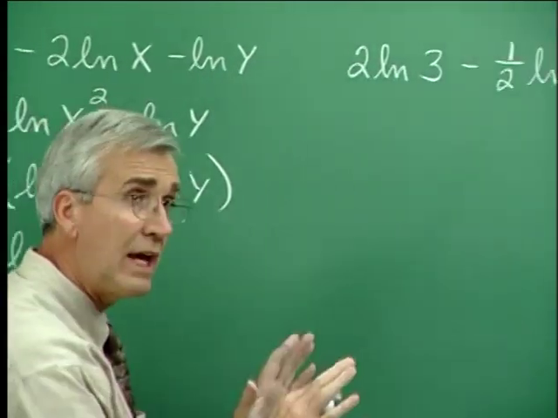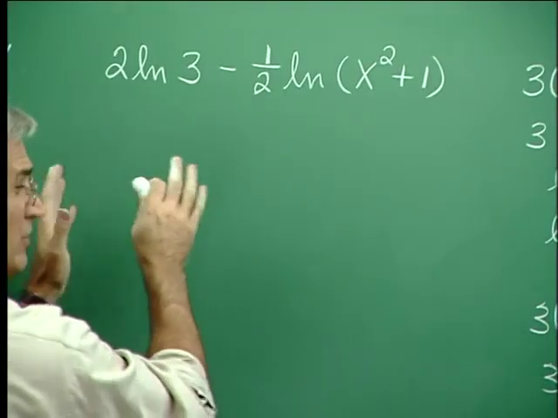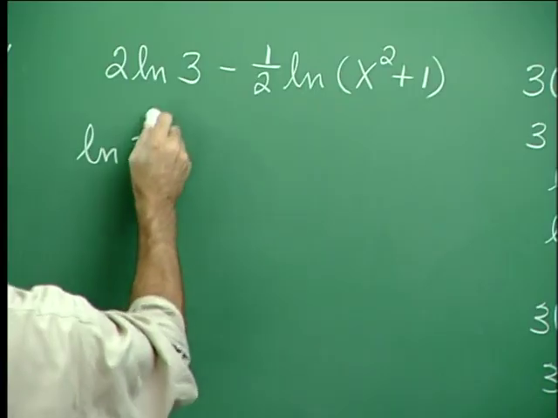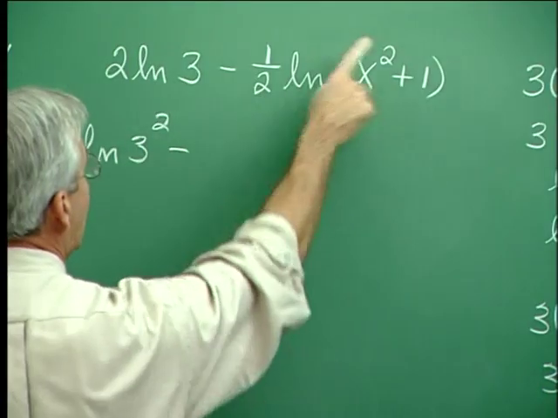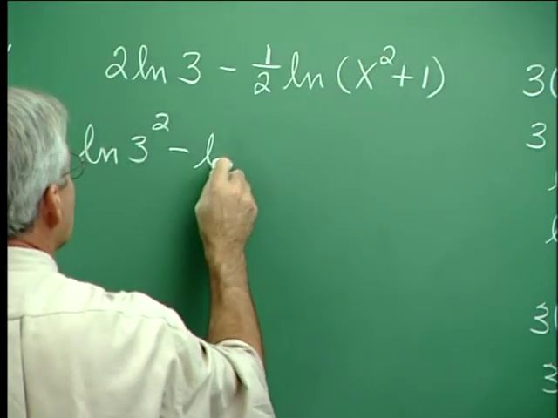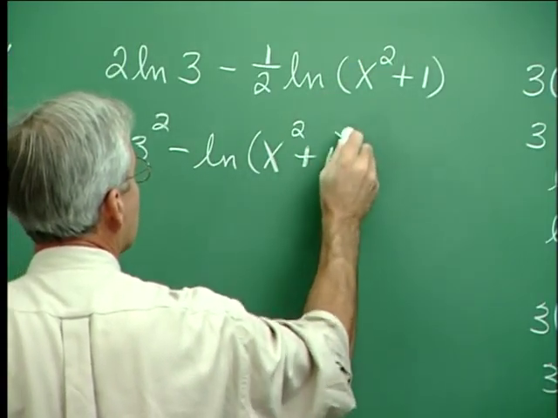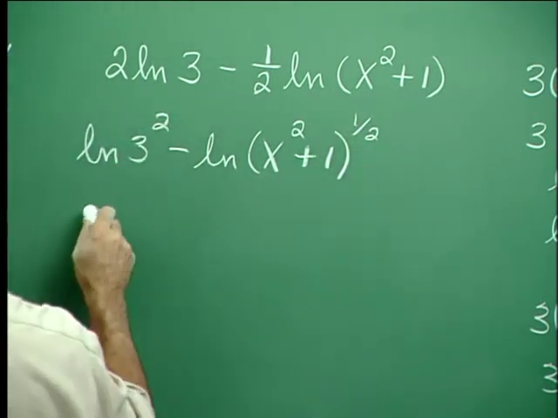In this problem, once again, we're going to take coefficients and clear them to the position of exponent, the traditional position of exponent. This is ln 3 squared, then minus, I'll leave the minus sign here, the 1/2 goes as the exponent over there, so it's ln (x squared plus 1) to the 1/2 power. Now, 3 squared is 9.